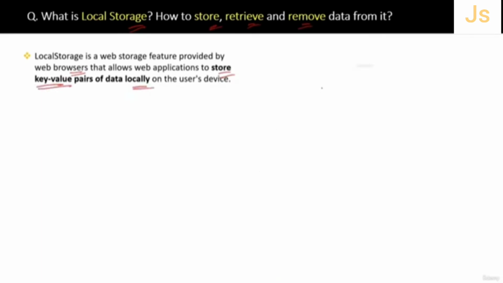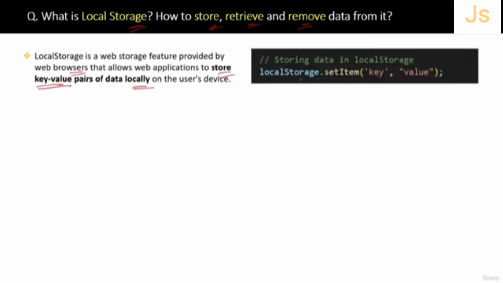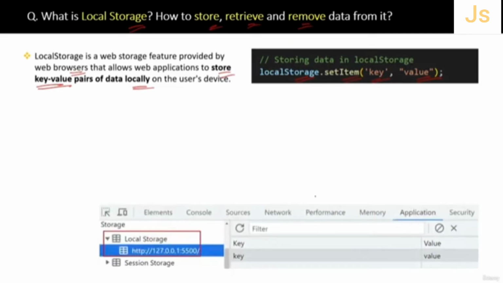Now let's see the code to store data in local storage. Here is a one-line code you have to write in your JavaScript file. You will get this localStorage API from your browser, and this API has this setItem method that will accept two parameters. One is the key and another is the value. You can store any key value pairs in local storage. And here is the screenshot of the developer tools in the browser.